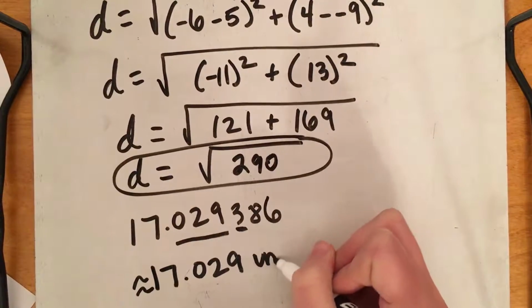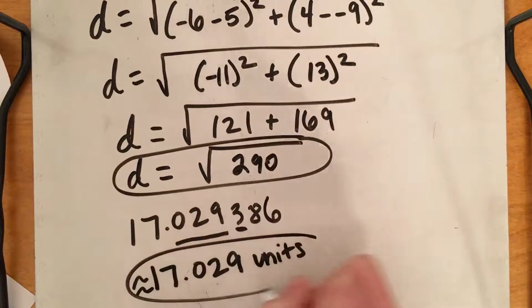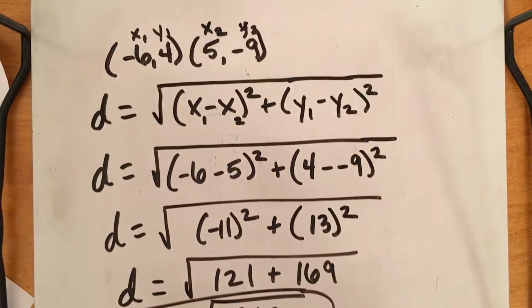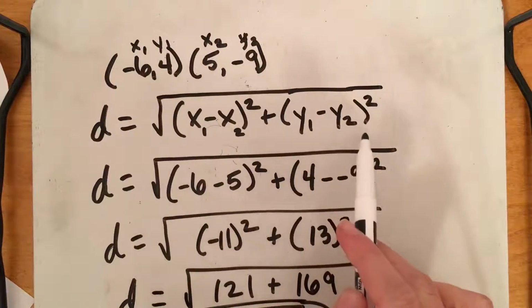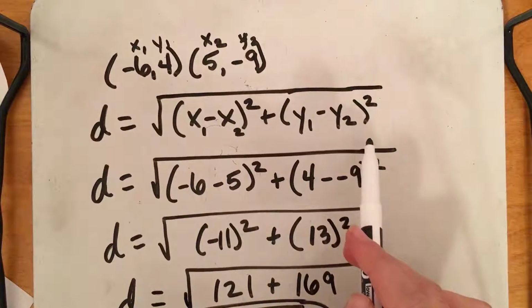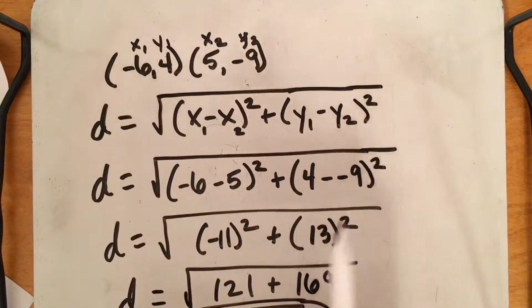And we could say units here, that would be more technical. So those are the 2 values. This is our radical version and this is our approximate decimal version. So that's if you just memorize the distance formula, which was right up here again. And I'm going to show you how we get that using the Pythagorean theorem in a minute.